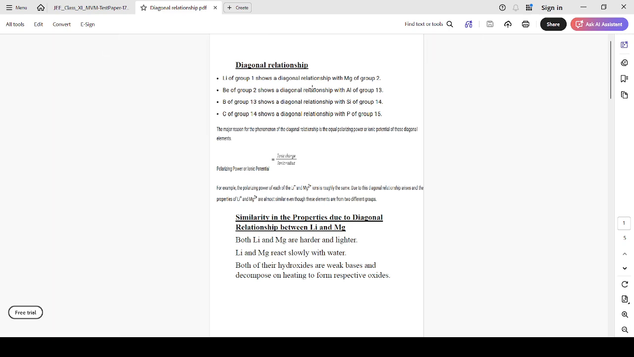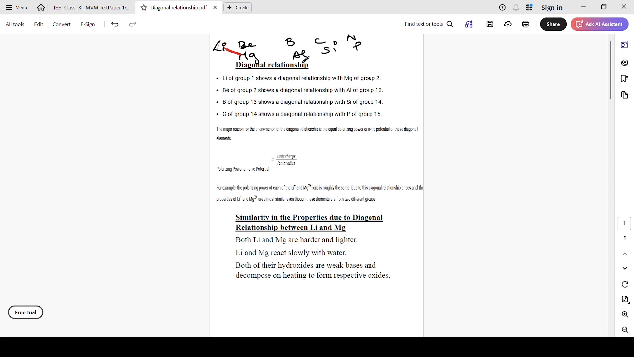We are discussing the diagonal relationship here. Consider I am having lithium, beryllium, boron, carbon. Here I have magnesium, aluminum, silicon, and nitrogen. I go for diagonals here.